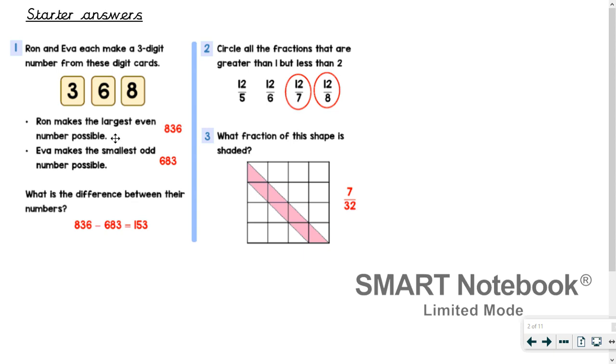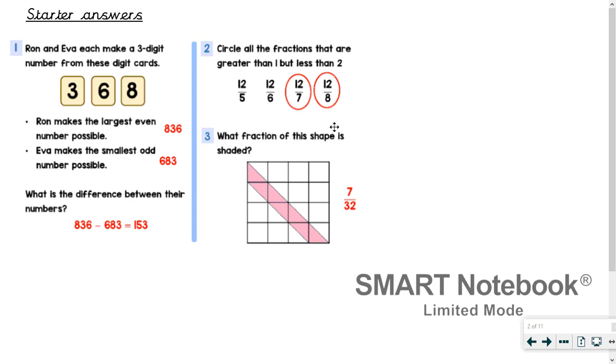Eva makes the smallest odd number possible. There's only one odd number in those digit cards, so the 3 has to go in the ones column, and then it's about the order you put the 6 and 8 in. 6 being the smaller number needs to go in the hundreds column. What is the difference between their numbers? Difference is another word for subtract or take away. So we take the biggest number we've got, take away the smallest one, and we're left with 153.